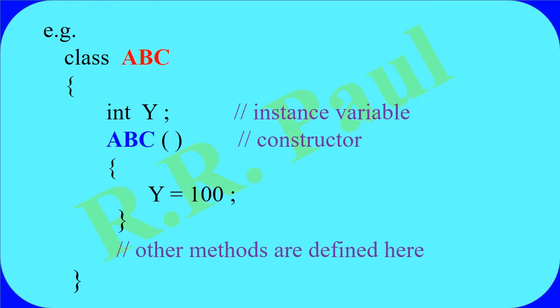Let's take a very simple example of a constructor. You see, the class name is ABC, and something which looks like a function also has the name ABC. This ABC written in blue color is a constructor. It does not have any return type, as you can see. No return data type is mentioned before that. And the name is the same as that of the class ABC.